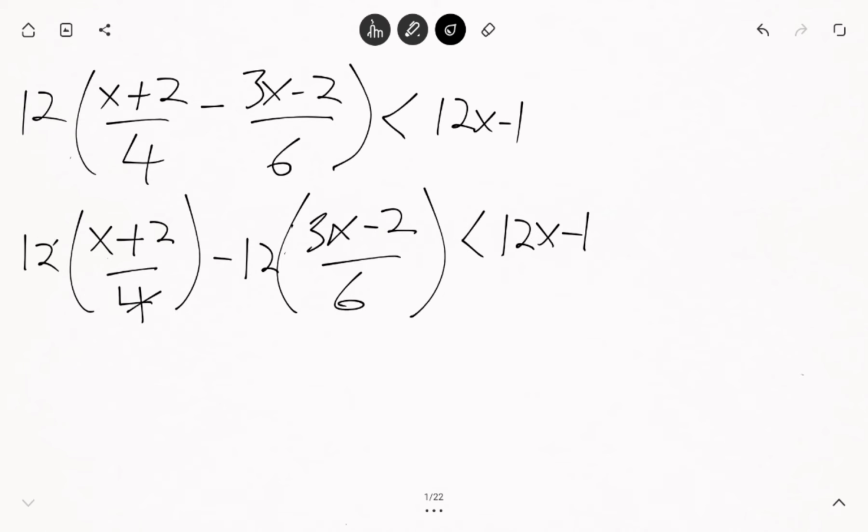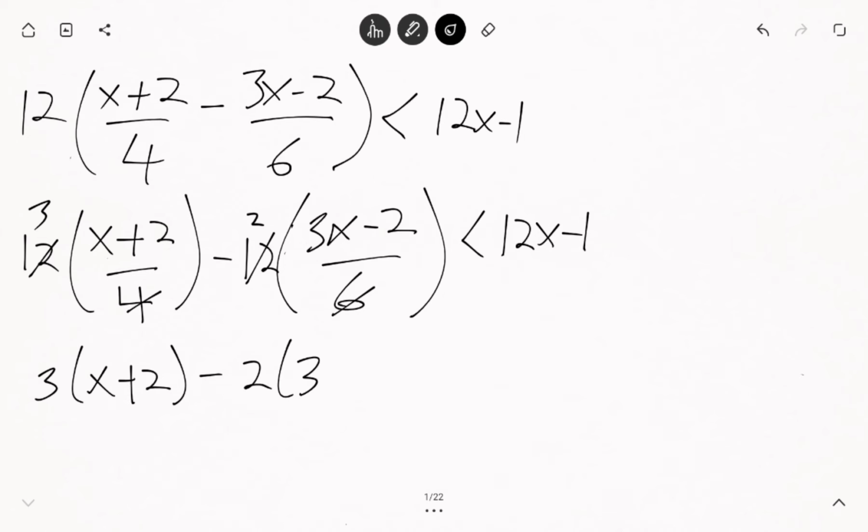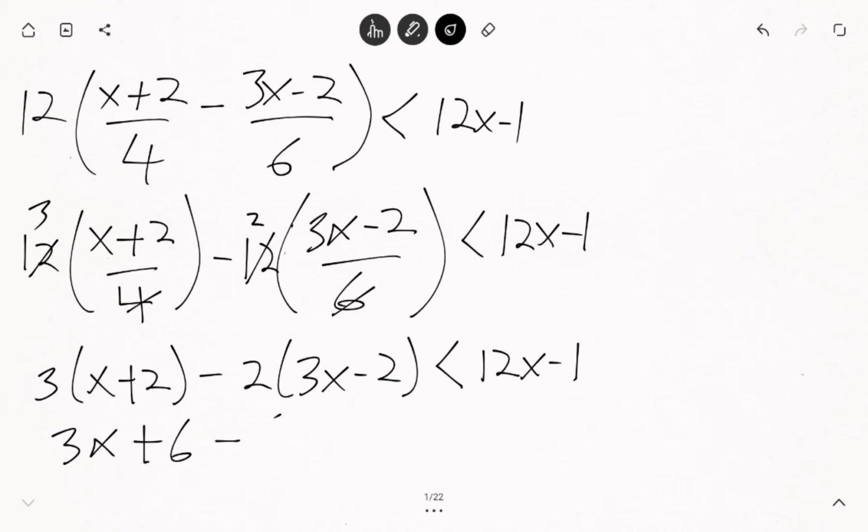So we can see that 4 will go into 12, or 4 divides 12 3 times. So we have 3(x + 2) minus 6 will go into 12 2 times. So we have 2(3x - 2) is less than 12x minus 1. So if I expand my bracket, I'm going to have 3x + 6. Negative 2 multiplied by 3x will give me negative 6x. Negative 2 multiplied by negative 2 will give me positive 4 less than 12x minus 1.